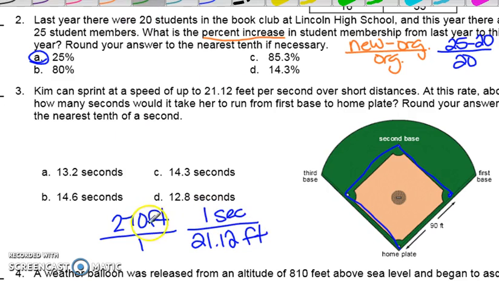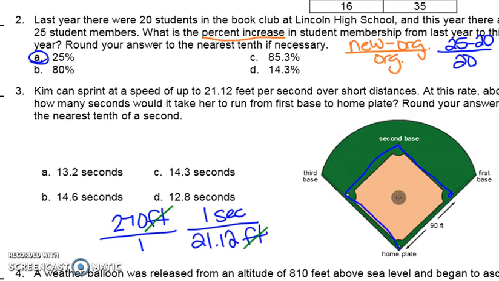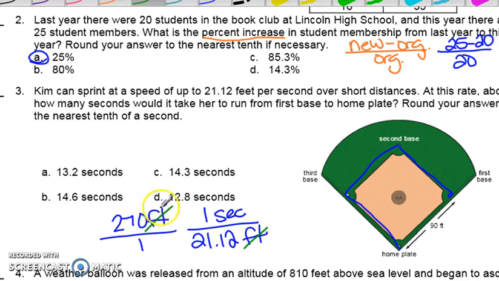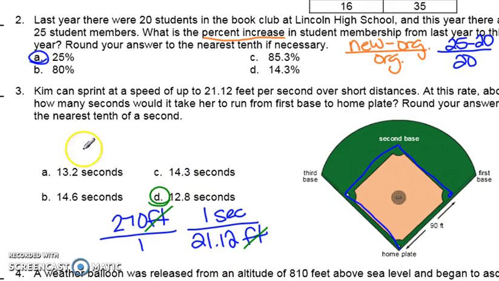Notice how I use dimensional analysis here. I put feet diagonal from feet so they would cancel and I'll be left with seconds. So I'm doing 270 divided by 21.12. I'm getting 12.78. So 12.8 seconds is your answer.